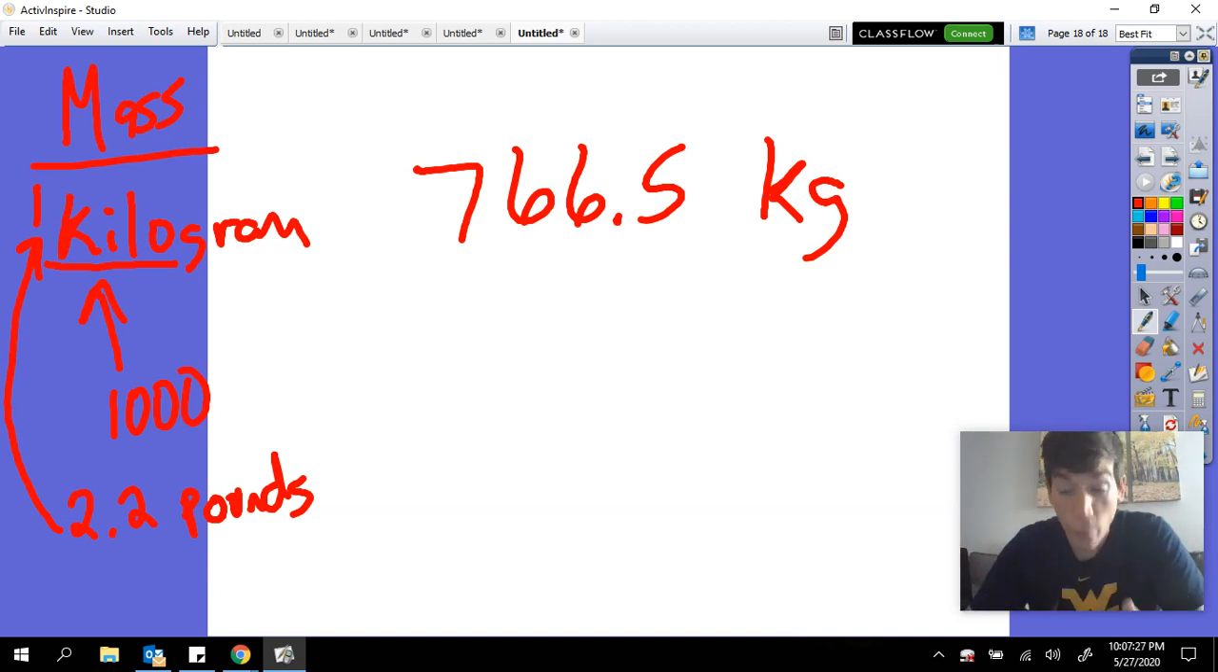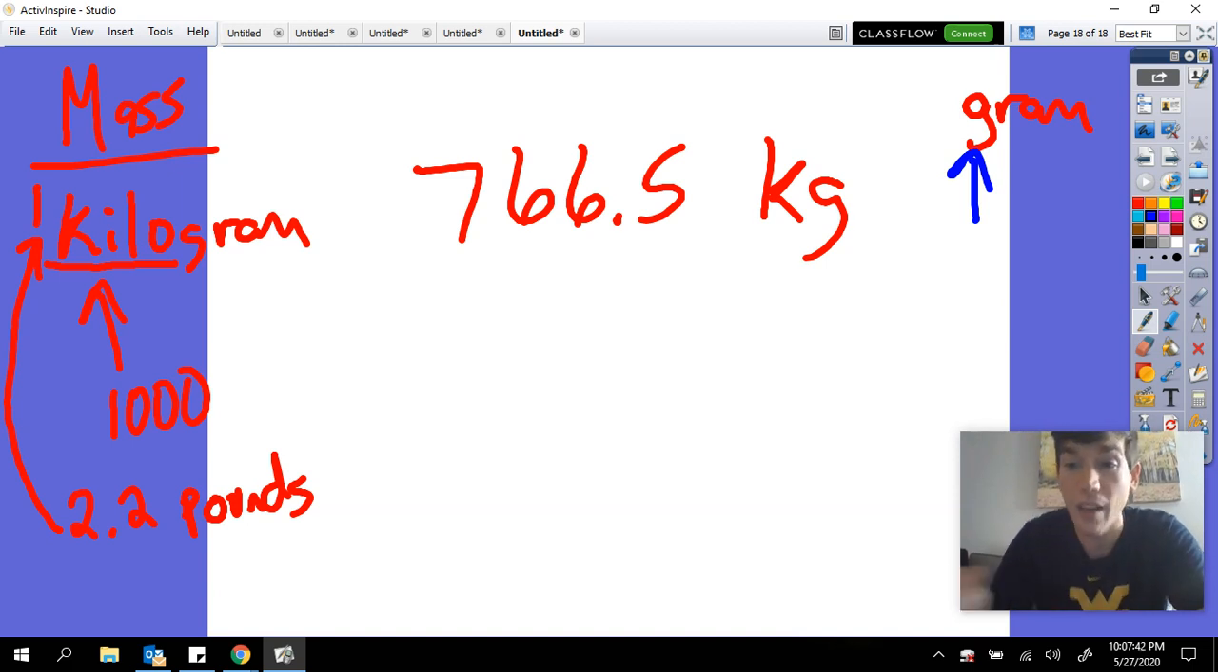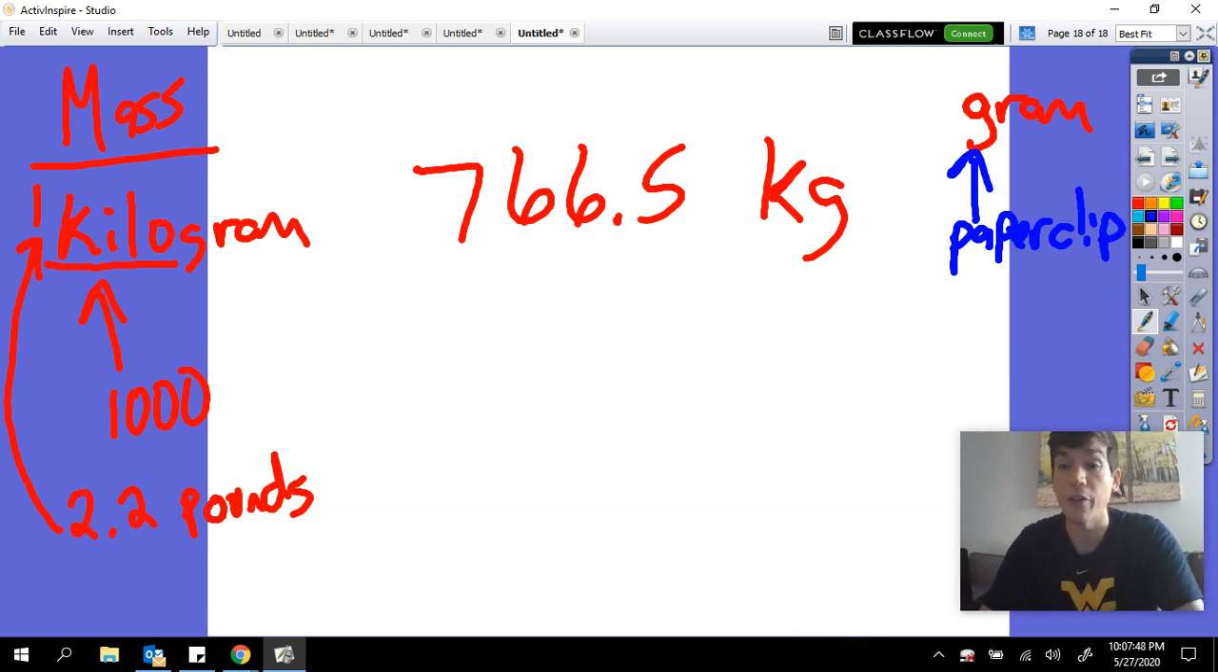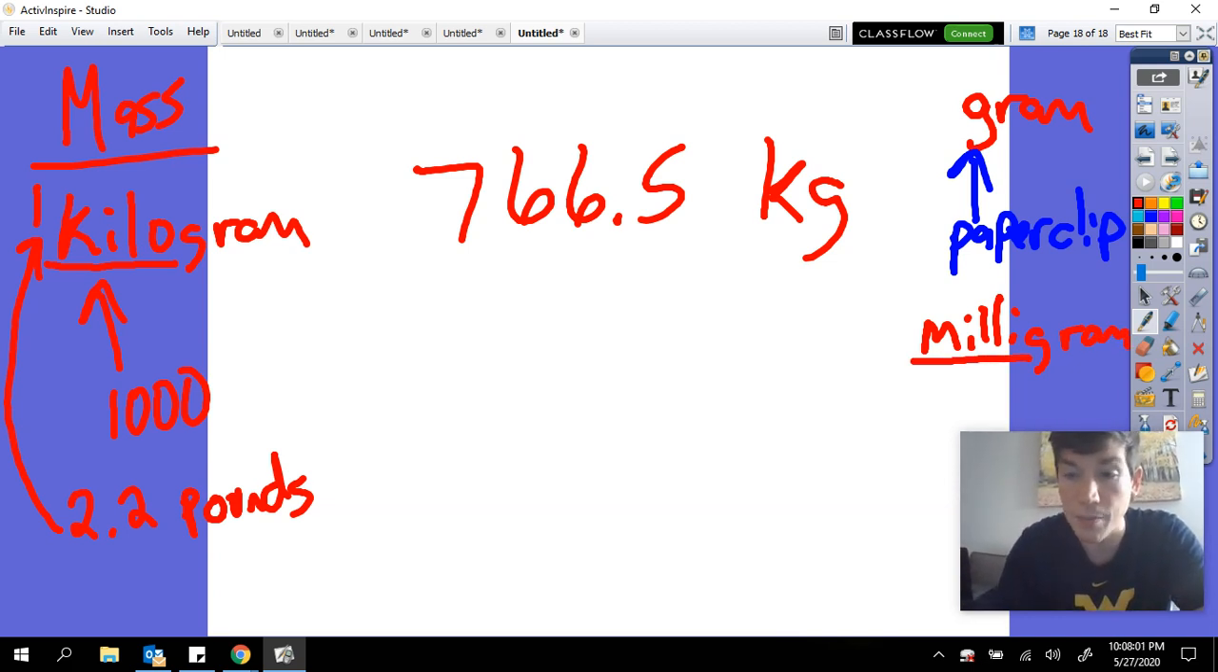Now, we also in the metric system just have a basic unit, which is called a gram. And a gram is roughly the size of a paperclip. So I usually say if you imagine the weight of a paperclip, that is about what a gram feels like, just to give you an idea. And then we also in the metric system have a smaller unit of measurement, which is called a milligram.